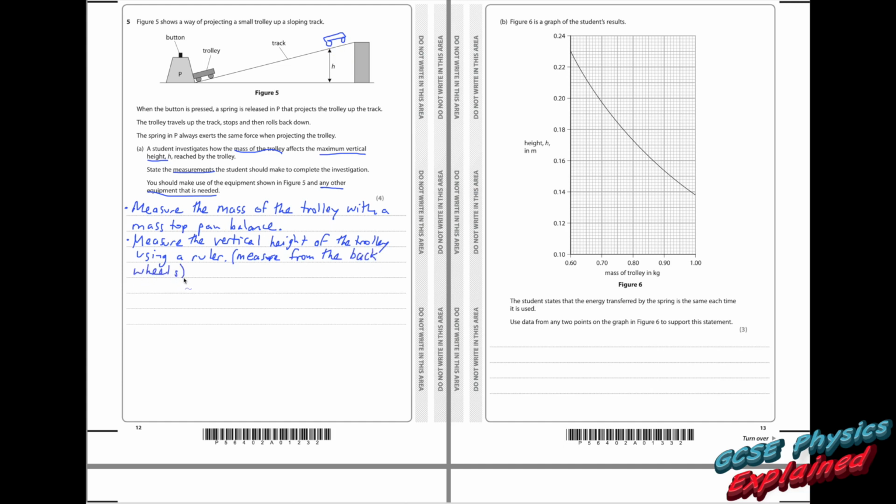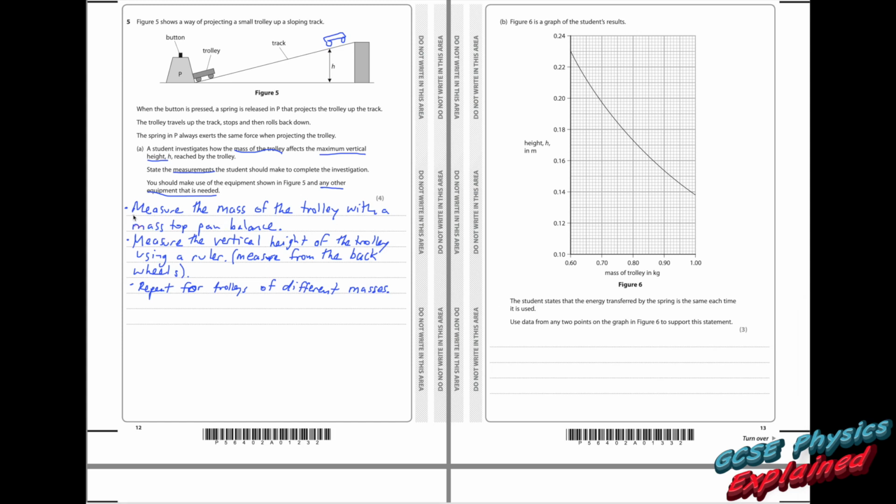It's probably not important whether you say the back wheel or the front wheel, just as long as you've said from some kind of part of the trolley, and it's the same part each time. Now, if we repeat it for different masses of trolleys, that should be enough for the 4 marks.